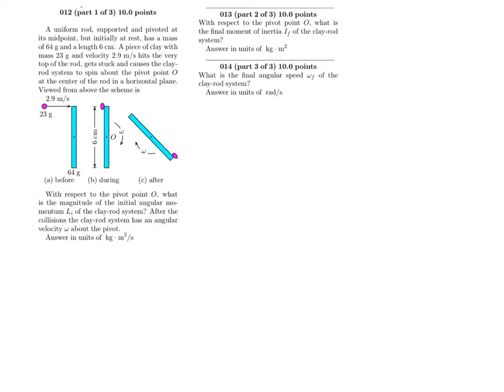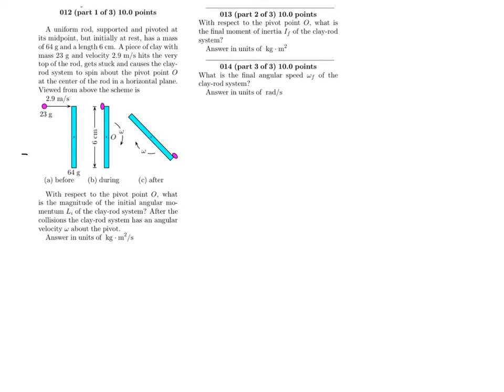Question 12 says, a uniform rod supported and pivoted at its midpoint, that's important, but initially at rest, has a mass of 64 grams, watch out for grams, and length 6 centimeters. A piece of clay with mass 23 grams, again grams, and a velocity of 2.9 meters per second hits the very top of the rod, it gets stuck, and causes the clay rod system to spin about the pivot point O at the center of the rod in a horizontal plane. Viewed from above, the scheme is such and such.